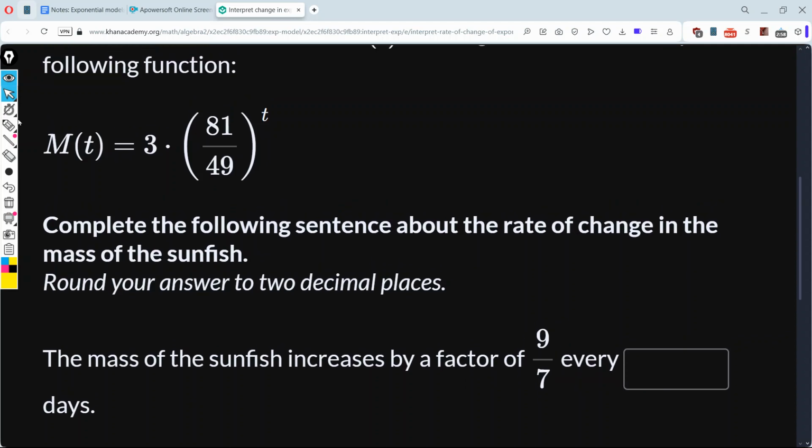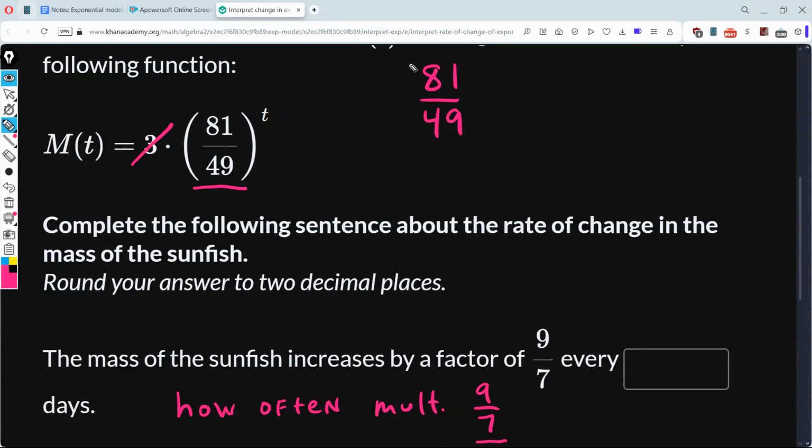Okay, so this is basically asking right here, how often is it multiplied by 9/7? So right here is what we are multiplying by, and we want to equate this to 9/7. Okay, so you want to just ignore the initial value. And let's do 81 over 49, and that is to the power of t. All right, I just recopied this part, and I'm going to set that equal to 9 over 7.